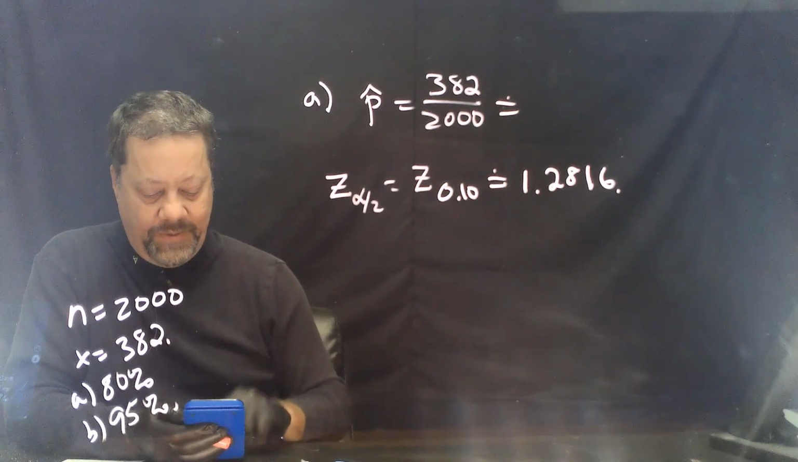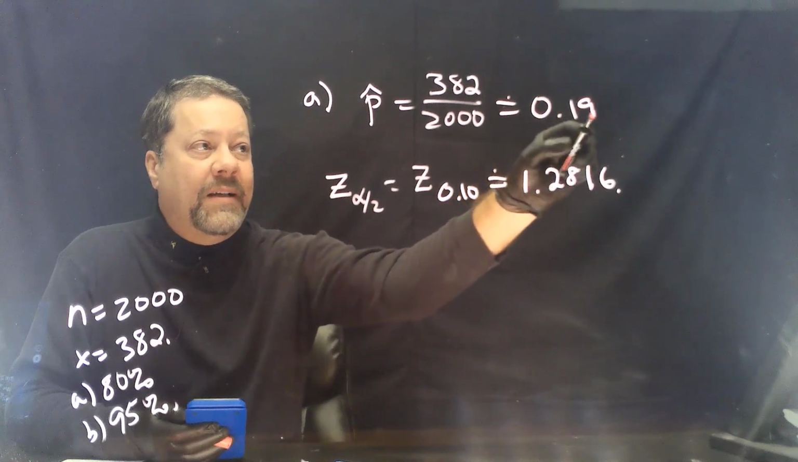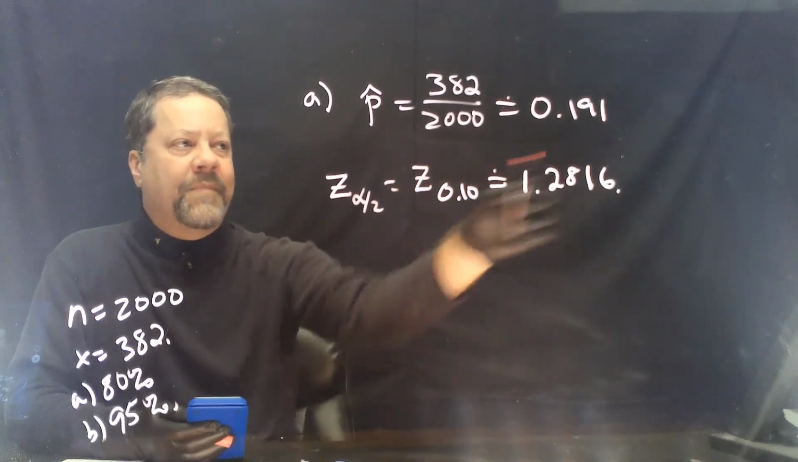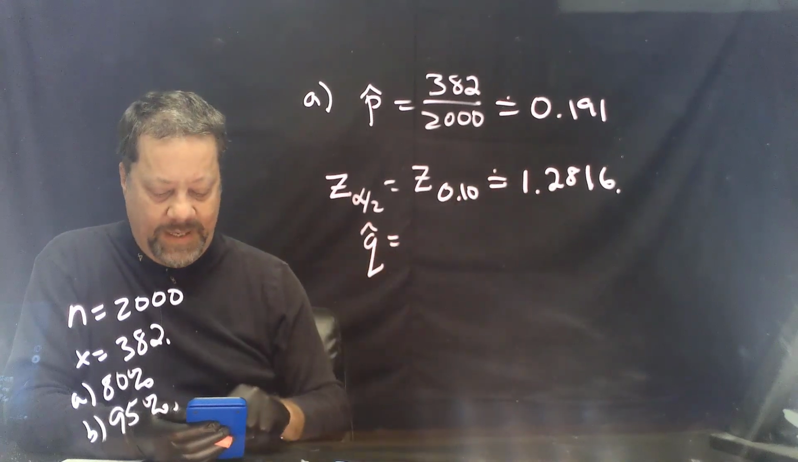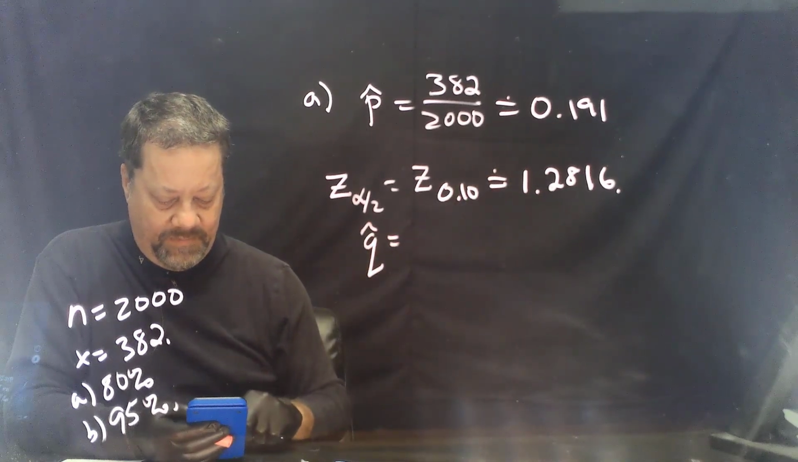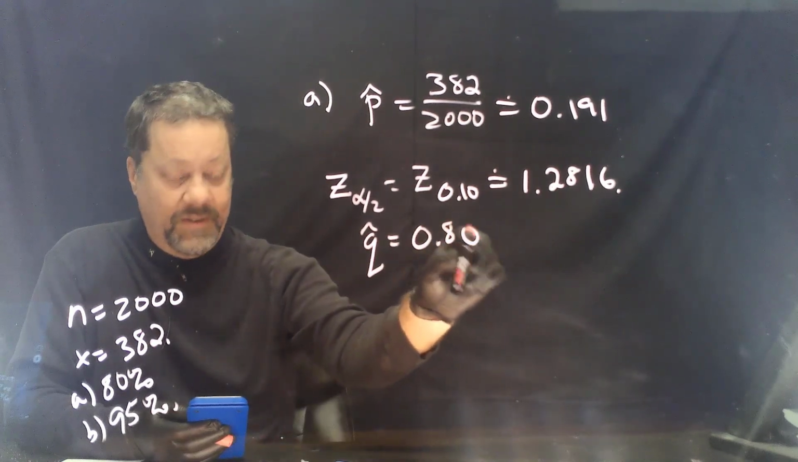Approximating our p hat, 382 divided by 2,000, we're getting 0.191. From this, it's easy to calculate q hat. q hat is 1 minus that, 0.809.